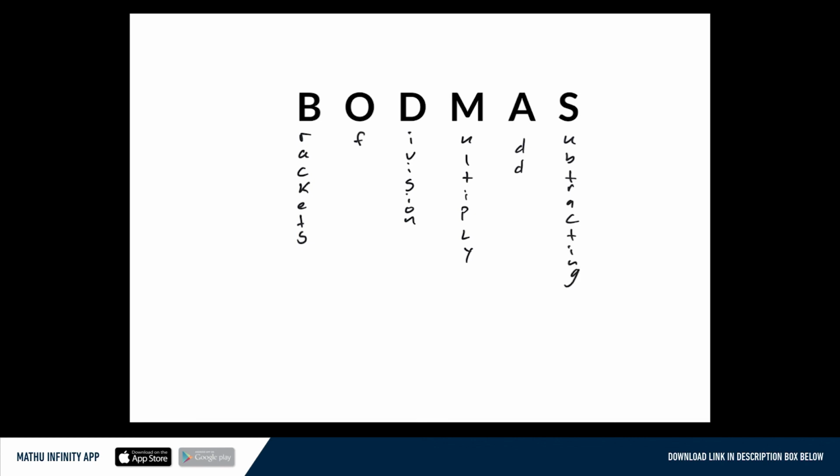So just be careful when it comes to dividing, multiplying, adding, subtracting, which is the left-hand side one you're going to do first in your expression. So first look at what's on the left, and then you're going to do it. So the M and the D can swap around, the A and the S can swap around. It's always from left to right.